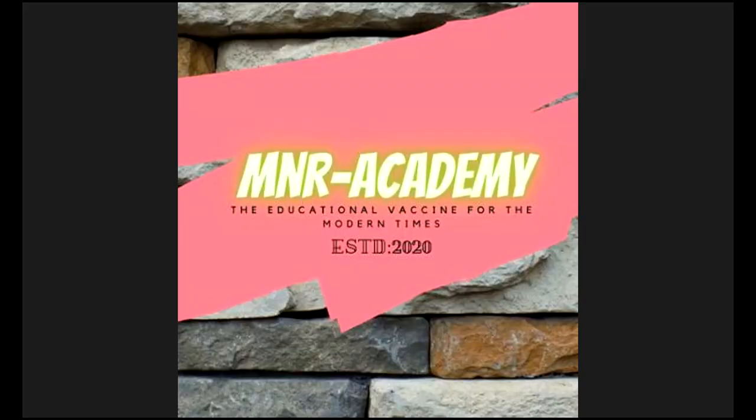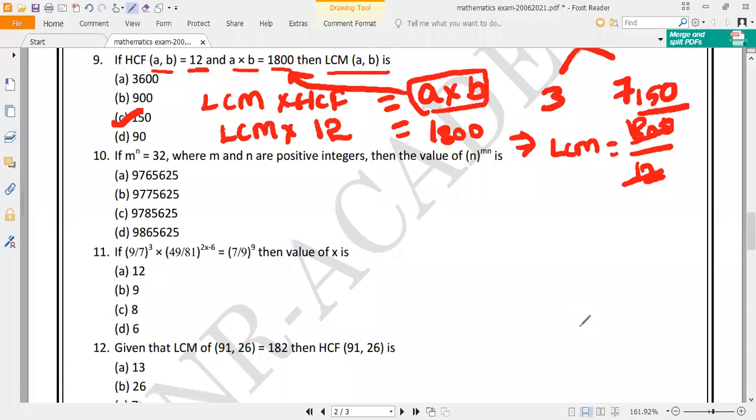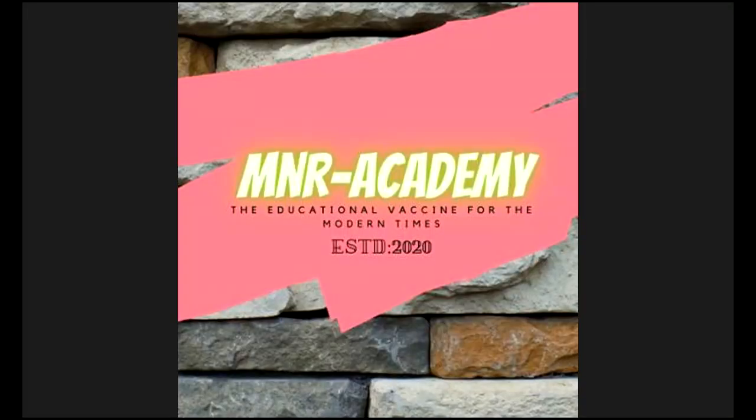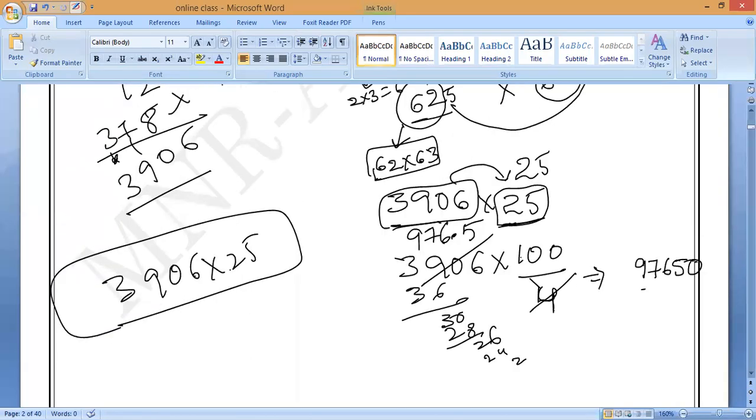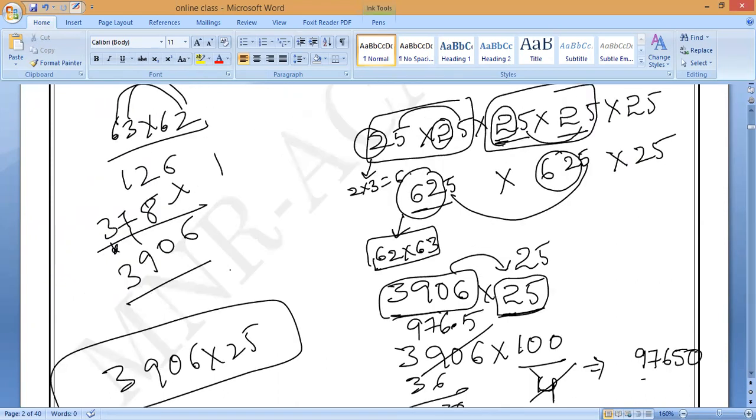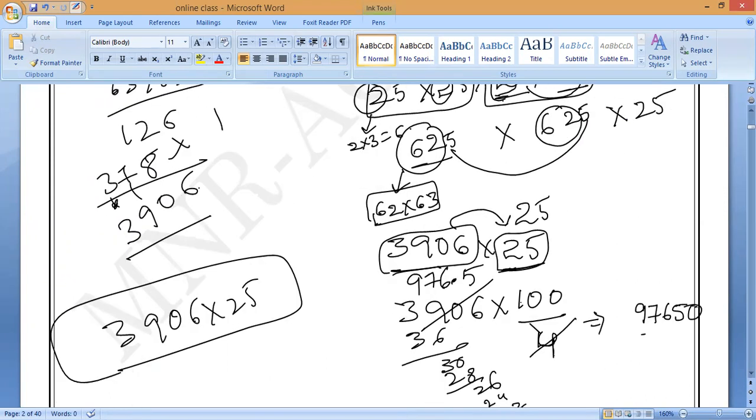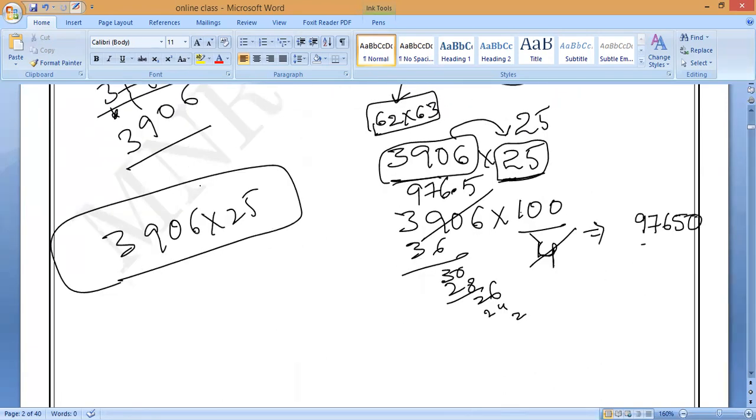97650. Here we get something different. Our multiplication is wrong. 3906 into 25, what is the answer? There is a mistake. All of you solve that. What is the final answer?